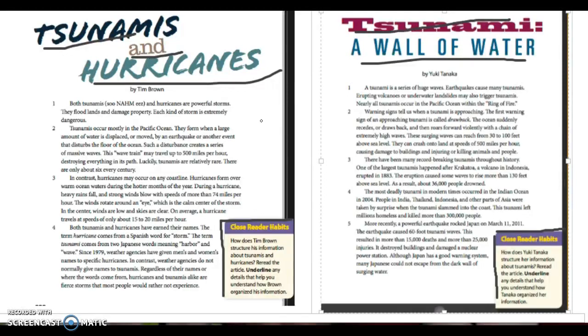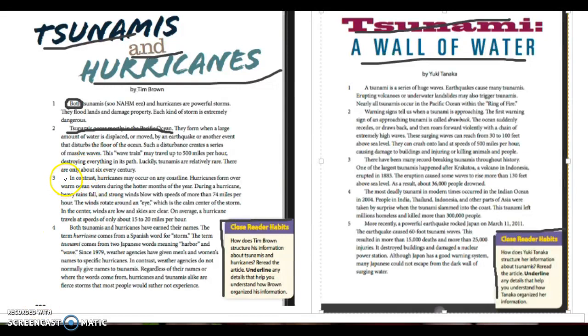Alrighty, so in the first paragraph, I see the word both. This indicates that something is a similarity or in common with both things. Also, in paragraph 2, I see tsunamis mostly occur in the Pacific Ocean. That is unique to tsunamis.